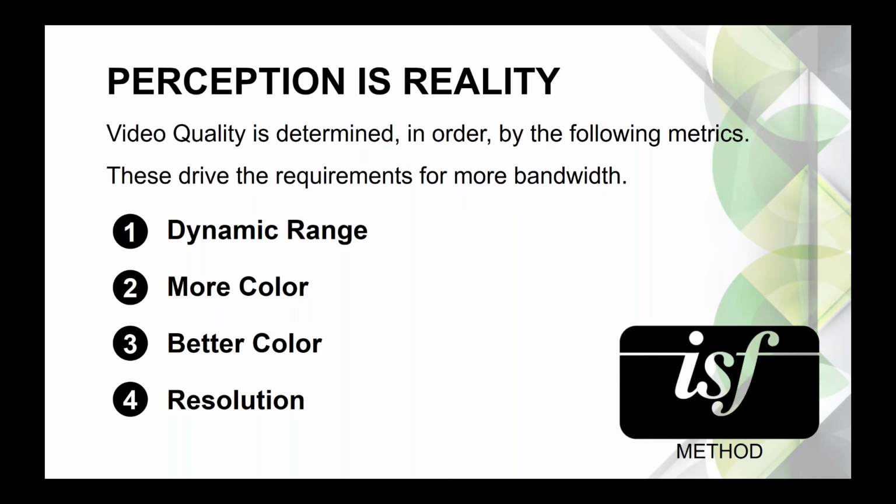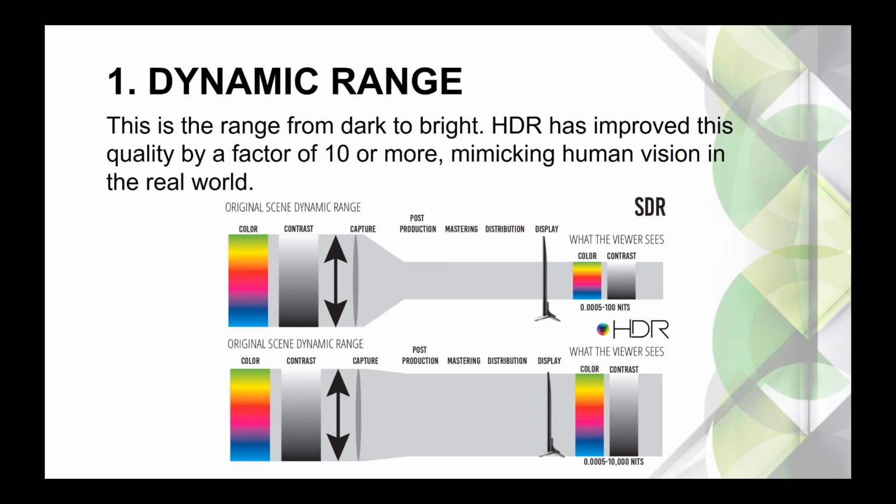But anyway, number 1 is dynamic range. Number 2 is more color. Number 3 is better color. And number 4 is resolution. And that's why we've had 4K displays since 2013, but it wasn't really until last year that we had major adoption with the inclusion of high dynamic range from the folks at Dolby, and now there's a generic SMPTE version of it that we'll talk about in a few slides.